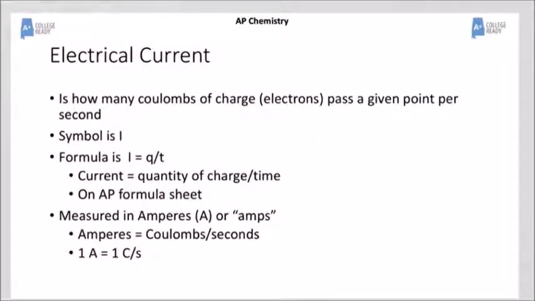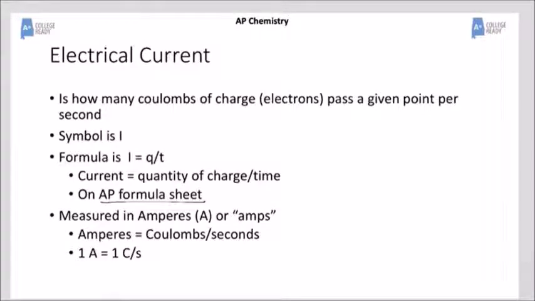And the last topic we'll talk about is electrical current. Voltage and current aren't the same thing, and so we need to define current. Current is really a rate. It's how many coulombs of charge, which are electrons, pass a given point per second. Its symbol is a capital I. This formula is on the formula sheet: I equals Q over t. So current equals quantity of charge per time.